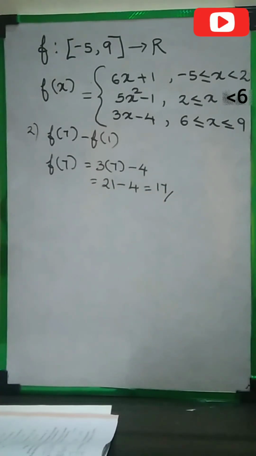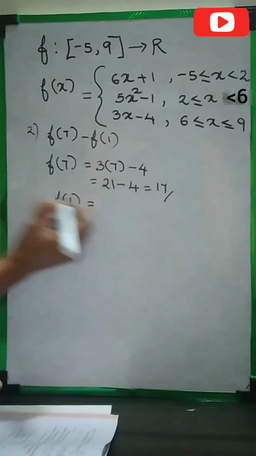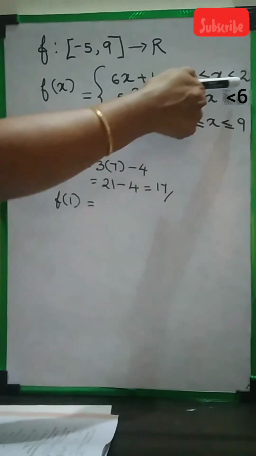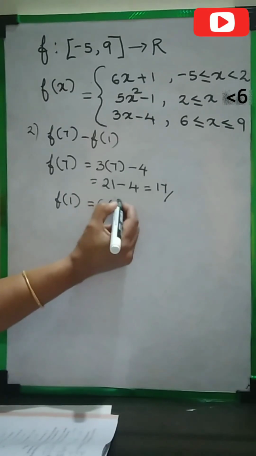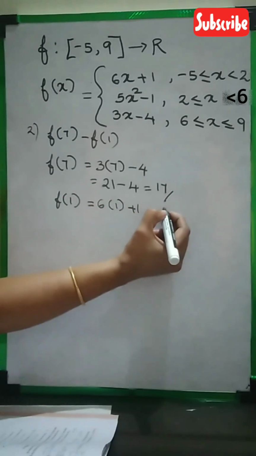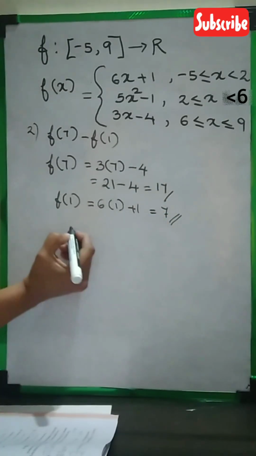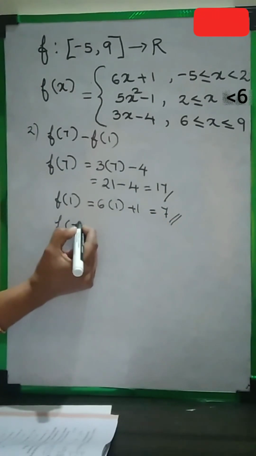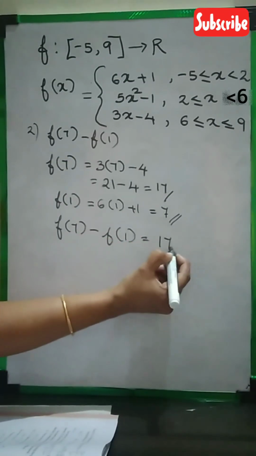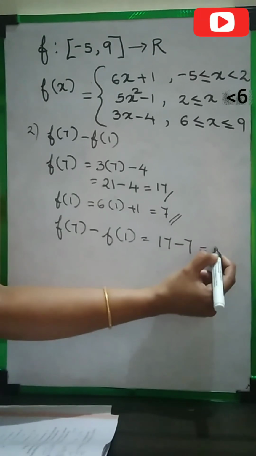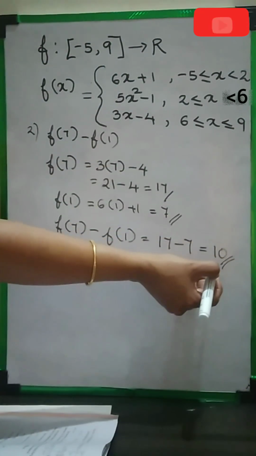Okay. Next one, f of 1. F of 1. 1 and then the interval varum. First one. Okay. That is 6x plus 1. So 6 into 1 plus 1. That is equal to 6 plus 1, 7. Okay. Now f of 7 minus f of 1. That is equal to 17 minus 7. That is equal to 10. Okay. F of 7 minus f of 1 is equal to 10.